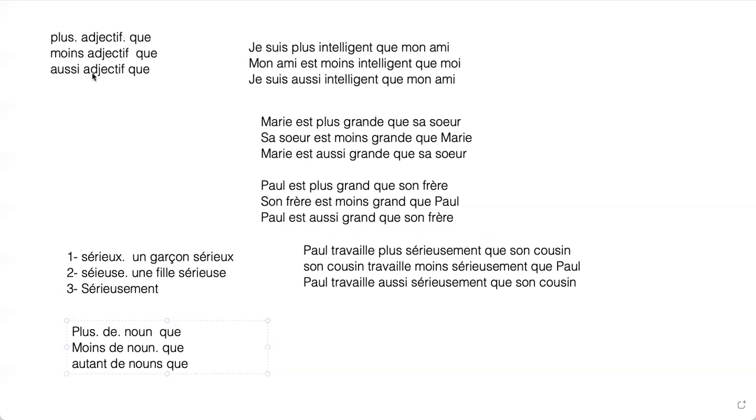And the other difference that you have between adjective and the noun is that you have aussi plus adjective plus que, but here you have autant. Instead of aussi, you need to say autant. But you need to keep the preposition de when you want to compare any noun.